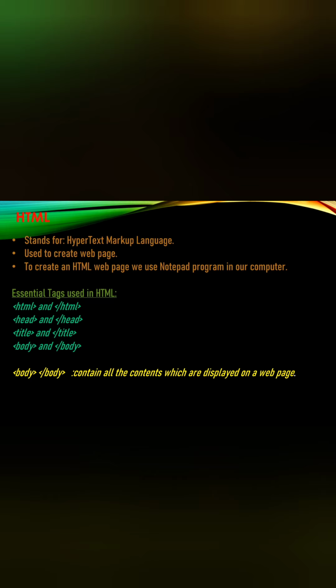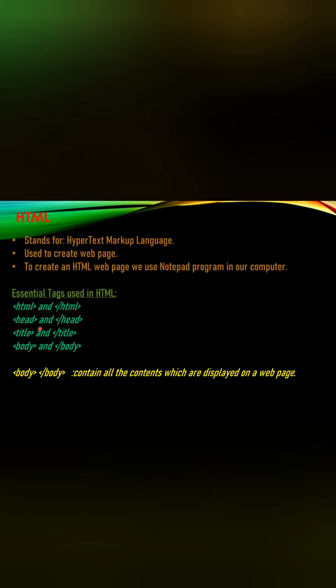So students, we have learned what is HTML. HTML stands for Hypertext Markup Language. HTML is used to create a web page, and to create an HTML web page, we use Notepad program in a computer. So there are four essential pair of tags we are using in HTML for creating a web page. They are HTML pair of tags, header pair of tags, title pair of tags, and body pair of tags.